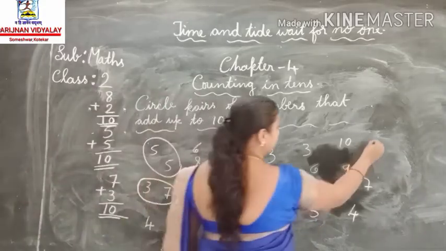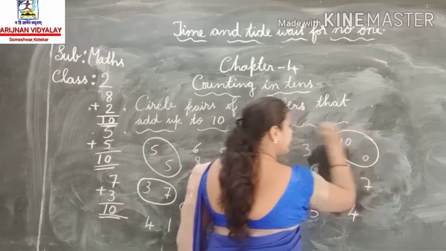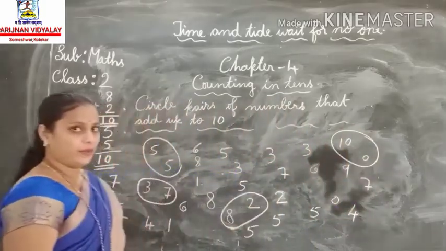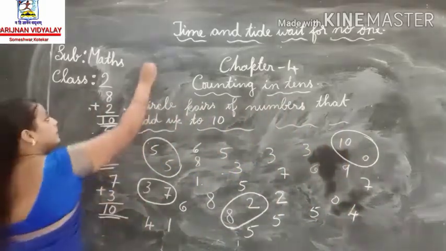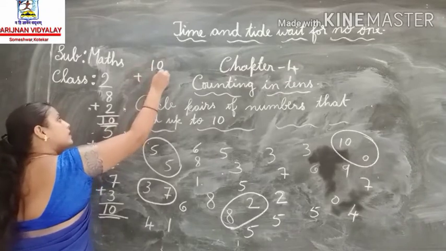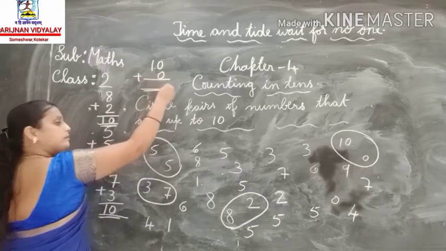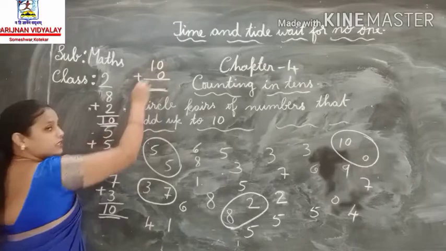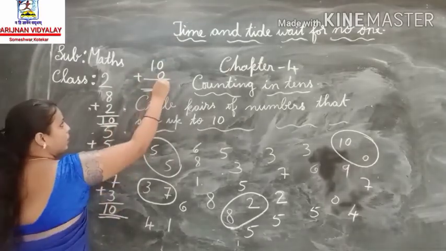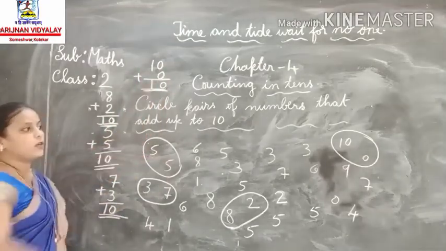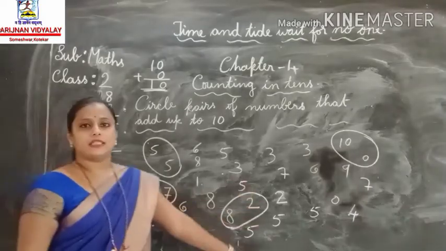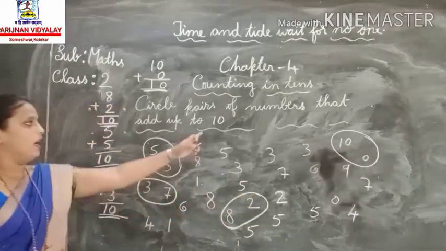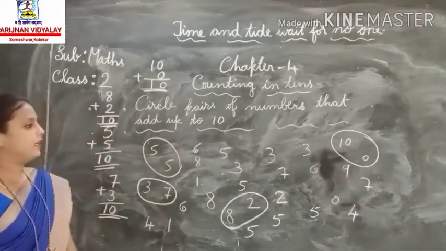Yes, here it is. 10 plus 0. 10 plus 0. 0 plus 0. Good. 0. So 10 plus 0 is equal to 10.